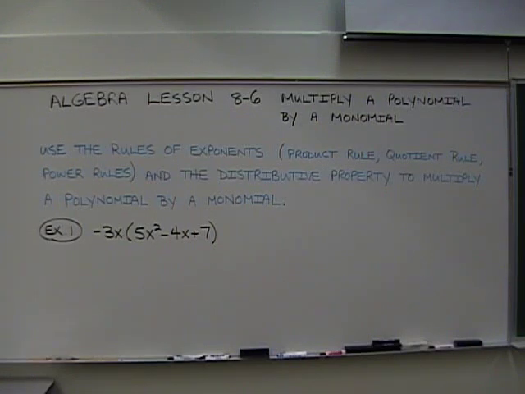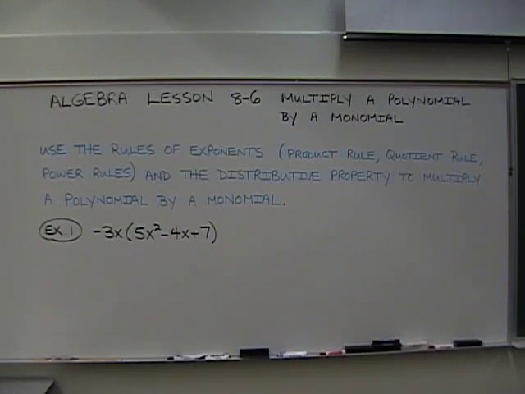Remember, that's the product rule, the quotient rule, the different power rules, and also the negative exponent rule and the zero exponent rule. Well, today we're going to be using some of the rules of exponents, mainly the product rule, a little bit with the quotient rule, and a little bit with the different power rules. But we're going to use those rules of exponents with the distributive property, something that we've used many times before. And we're going to use these two ideas together to multiply a polynomial times a monomial.